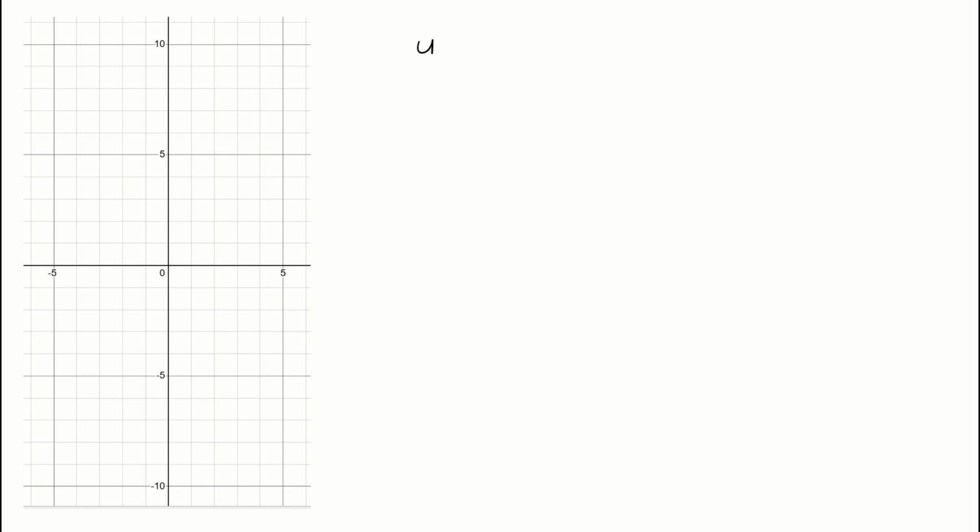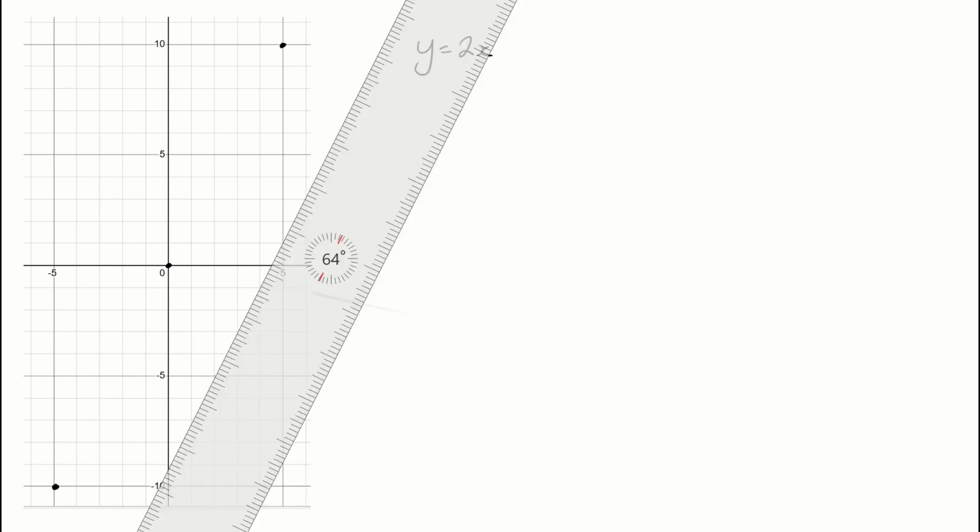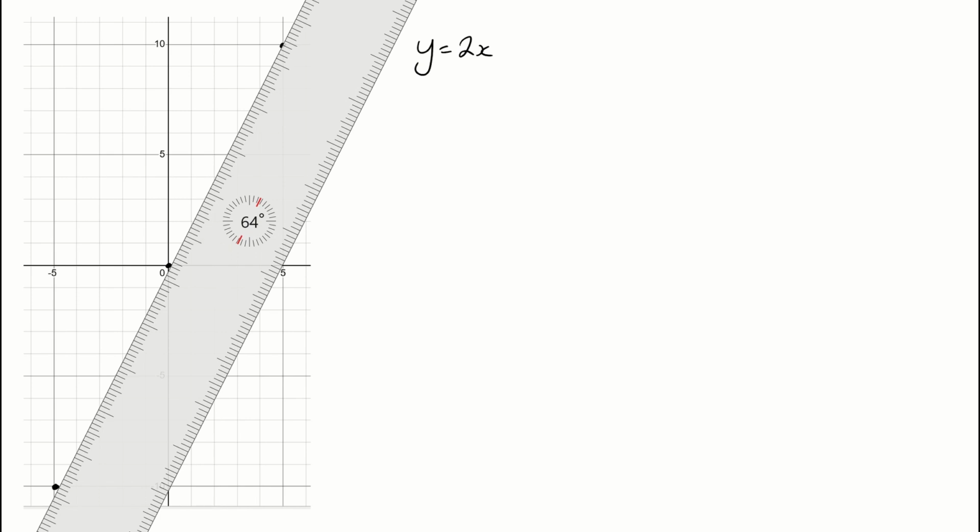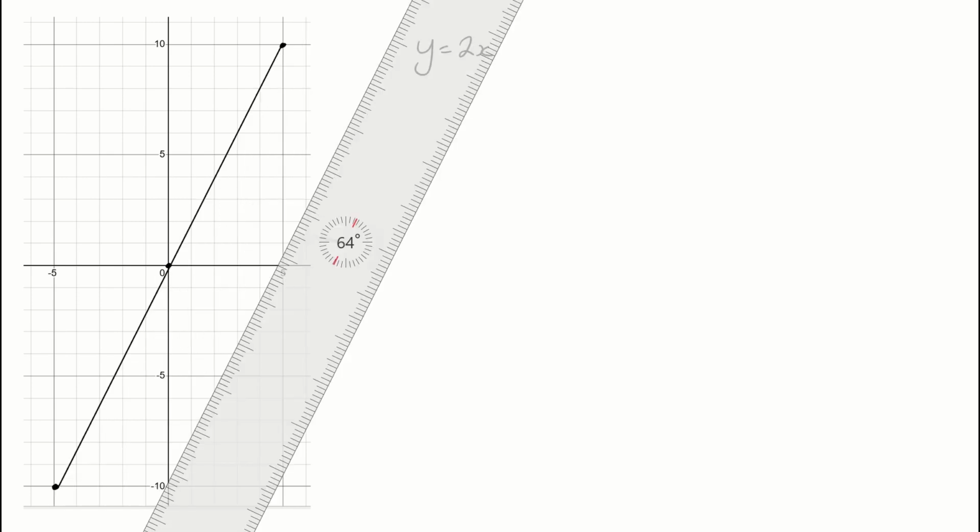So let's plot the equation y equals 2x onto a Cartesian plane. Okay, so we've got our point there at 0, 5 would go to 10, and negative 5 would come down here to negative 10. Okay, and we can get a ruler out, so we're just plotting y equals 2x, and we'll pop that onto here very roughly like so.